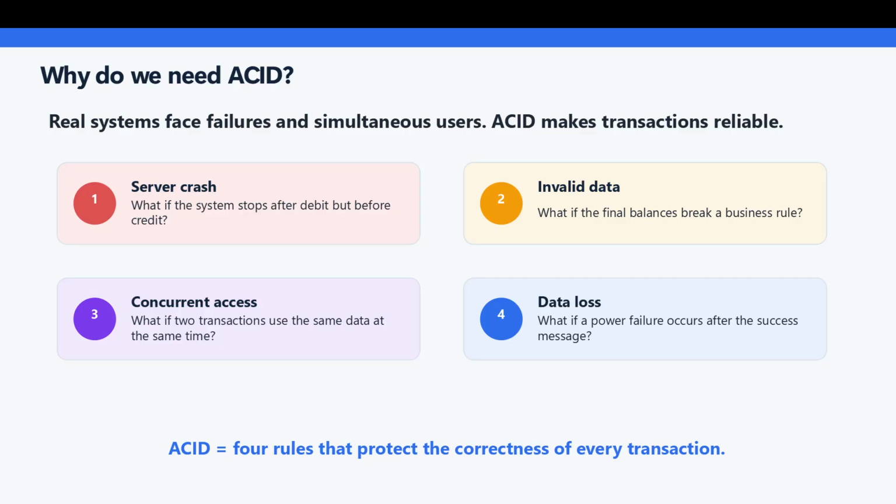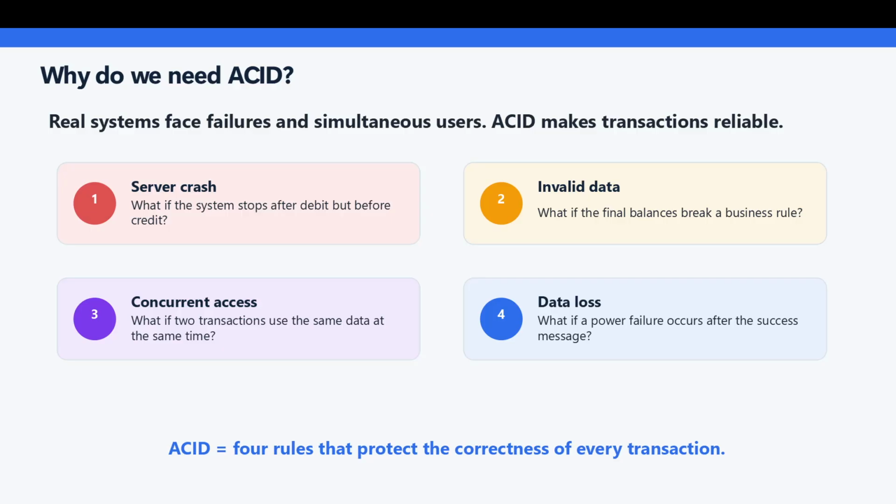Now, the next question is, why do we need ACID properties? Why can't the database simply execute the operations one after another? The reason is that real world systems may face different kinds of problems. For example, what will happen if the server crashes after an amount is deducted from one account, say Anu's account, but before the amount is credited to Ravi's account? That would create a half completed transaction.